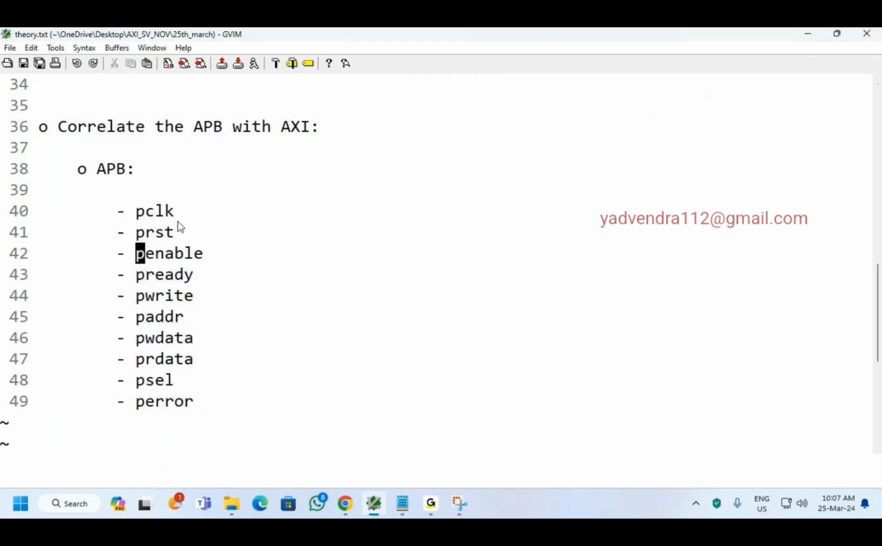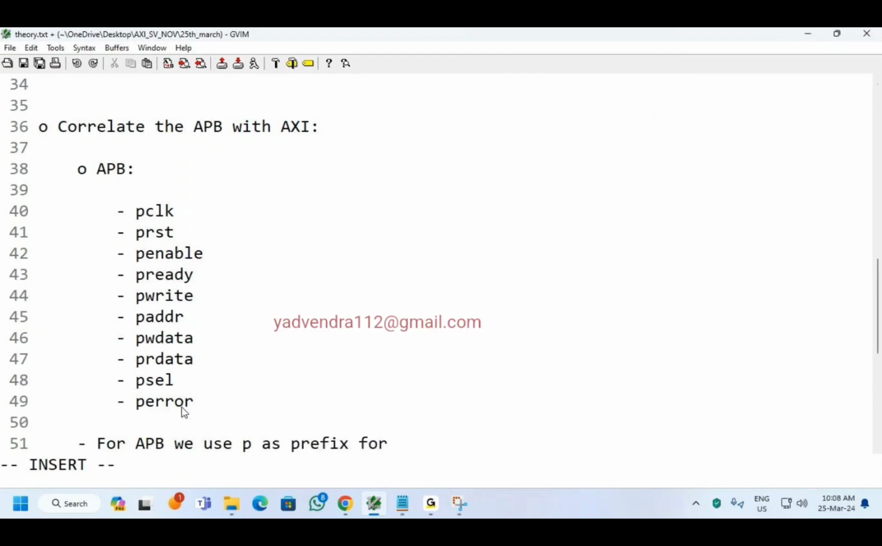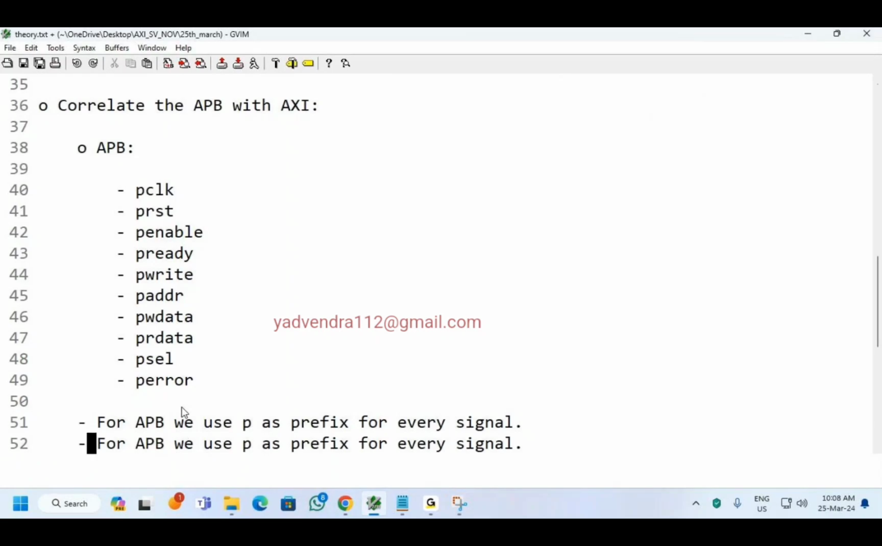If you see these signals, what does the P tell us? It's APB, a peripheral kind of thing, so that is the reason for the P. Whenever we see P in front of any signal, we can easily tell that it belongs to the APB protocol. So for APB we use P as the prefix for every signal. Next, for AHB we use H as the prefix.